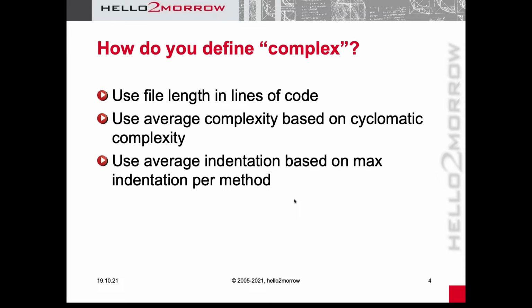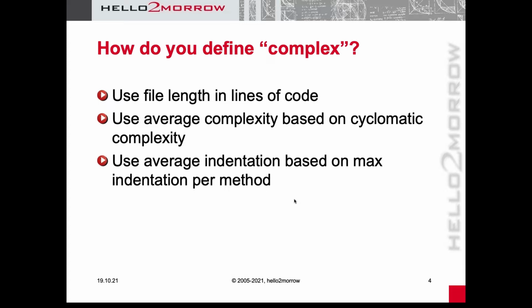You could do that, and if you have a 3,000 lines long file, chances are that it's complex too. But there are also other metrics. You could use something based on cyclomatic complexity. Cyclomatic complexity is a metric that basically tells you how many paths you have to go through a method, and also is a floor for the number of test cases you would need for 100% test coverage.